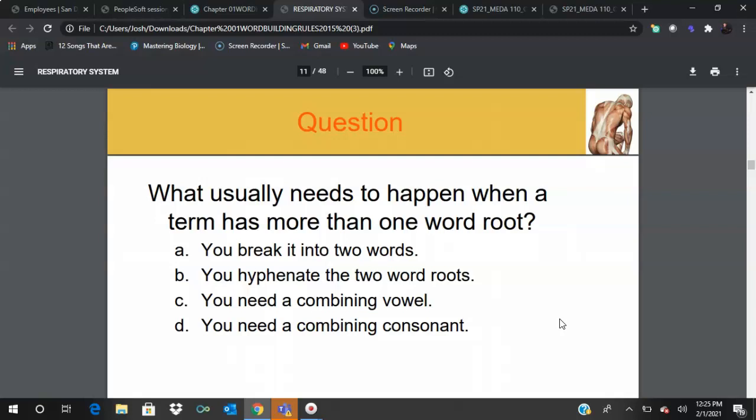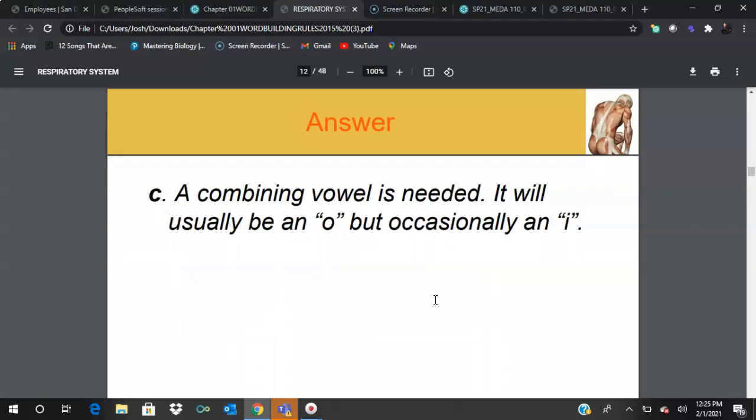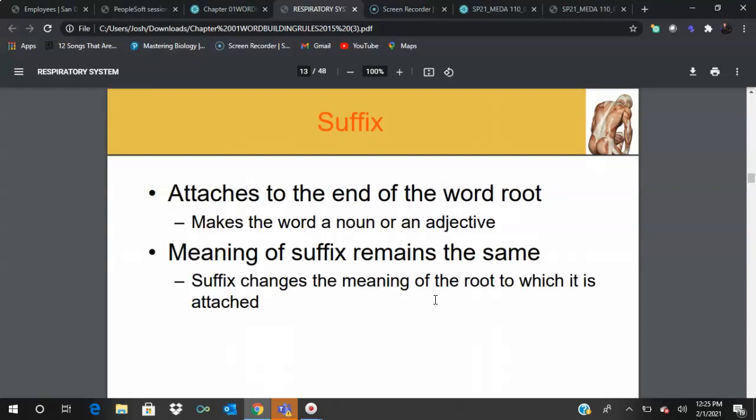Okay, so what do we have to do if a term has more than one word root? We talked about that. If we have a word root and we have a second one that we're adding to it, then what do we have to do to combine those two together? We need that combining vowel. Remember the example of that was myoelectric. Usually that combining vowel is an O, but once again, every once in a while you'll find an exception and there's an I used.